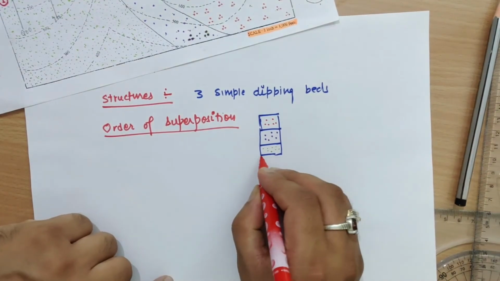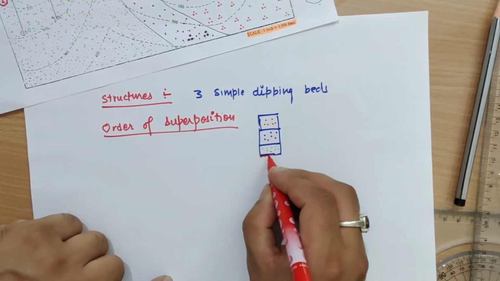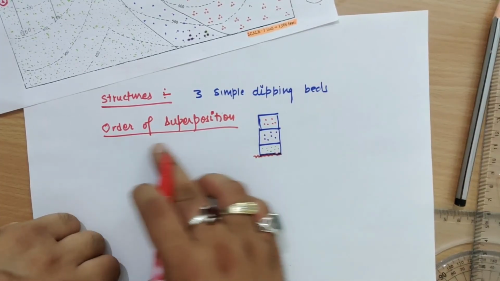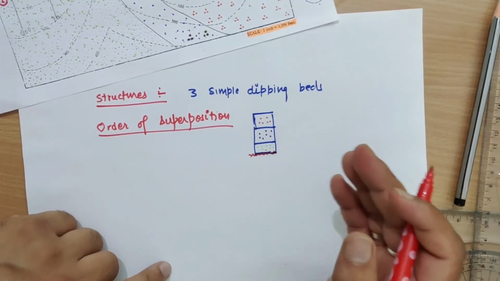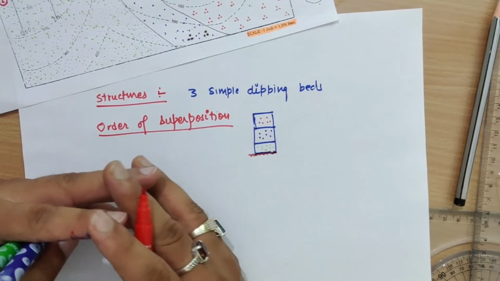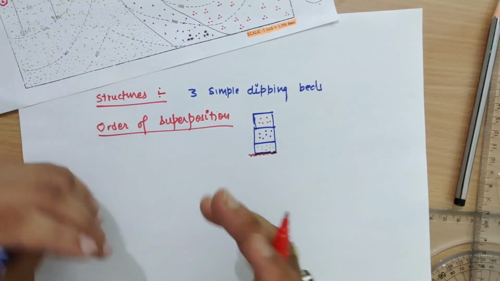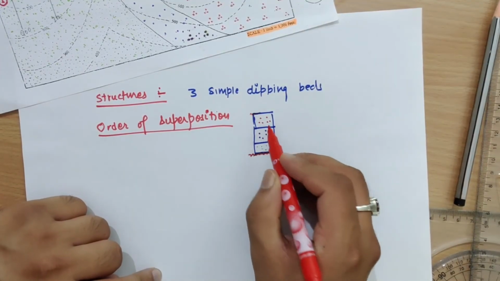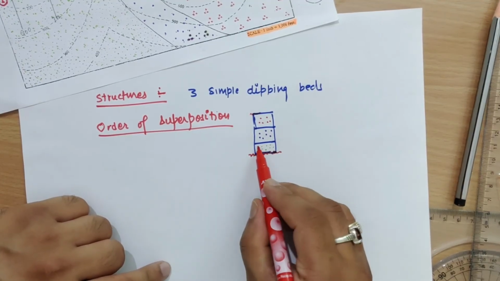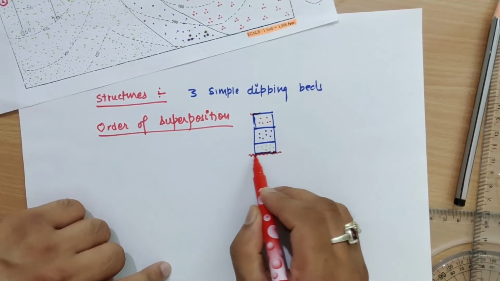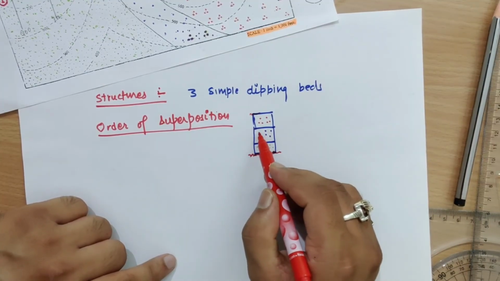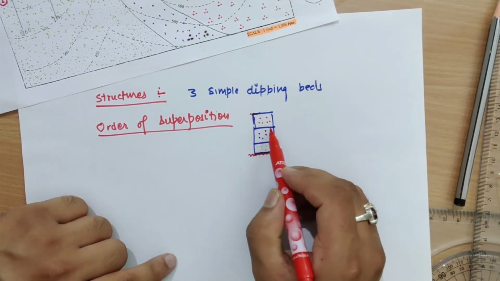So this is the order of superposition after balancing the cross section, because this bed is deformed, but whenever we find the order of superposition, we undeform that particular sequence and find how it was formed originally. So at the bottom we have unconformable basement over which the shale was deposited. Then there was conformable deposition of this limestone and grit.